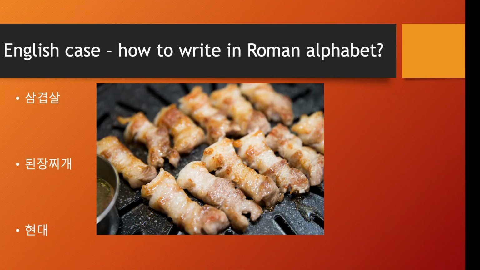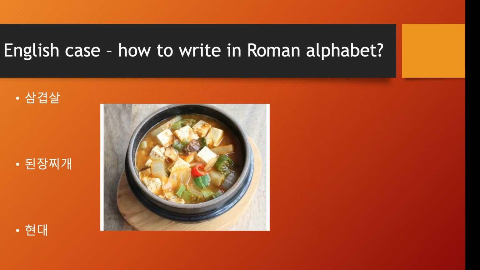Let's review how we could write Hangul in the English alphabet. 삼겹살, samgyeopsal, is a very popular food in Korea, which is a form of pork barbecue. The popular way of writing it in English is like this one, but some Americans would read this differently. 된장찌개 is also an everyday food in Korea, which is bean paste soup with tofu and vegetables. One possible way of writing 된장찌개 in the English alphabet is like this.